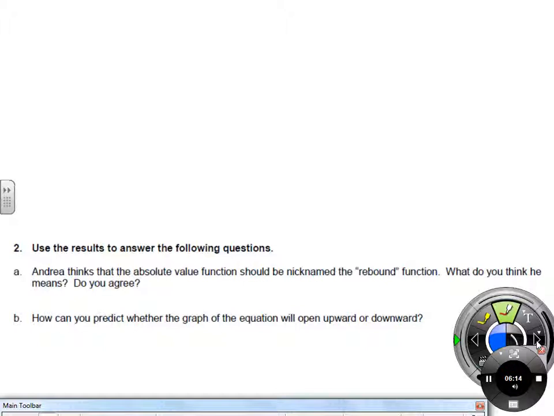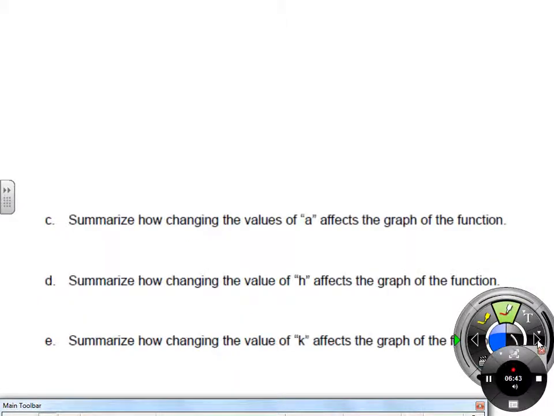But how do you know if it'll open up or down? What determined if the v would go upward or downward? Okay, so if a is greater than 0, it's going to open up. If a is less than 0, it's going to open down. All right, so again, A is positive, upward, A is negative, downward. And then we want to look at the A's, H's, and K's and go back to our transformation sheet to add in all the rest of the information we were missing.